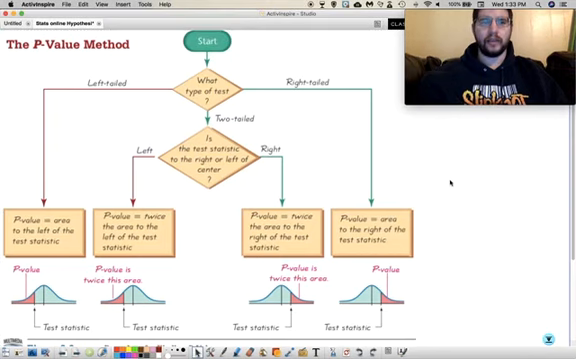So today we're going to be looking at the p-value method for hypothesis testing. So I'm starting with this flow chart. We looked at it last lesson. We didn't really talk about it because we could talk about it today.